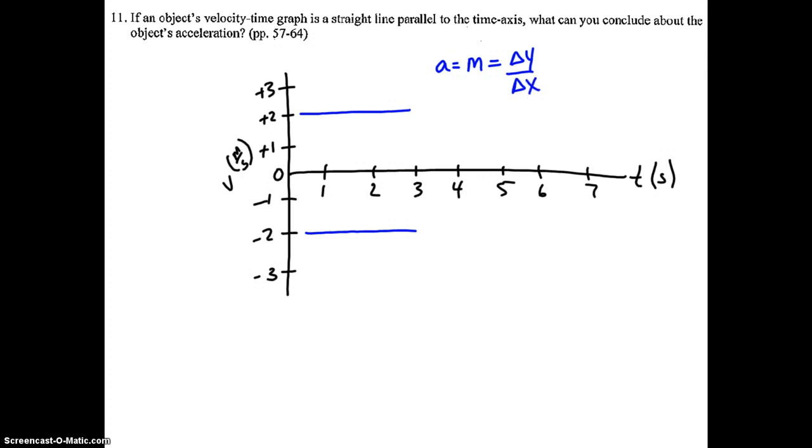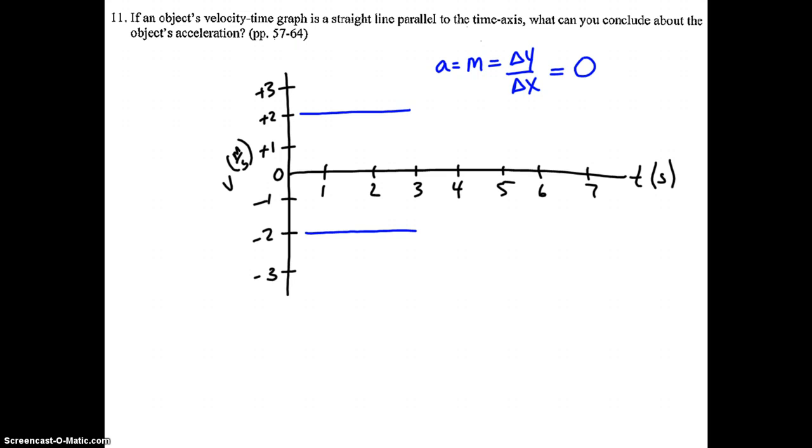Well, you can clearly see, what's the slope of a horizontal line? Well, the slope of a horizontal line is 0. Therefore, what does that indicate? What can you conclude about the object's acceleration is that it's not accelerating, that its acceleration is 0.